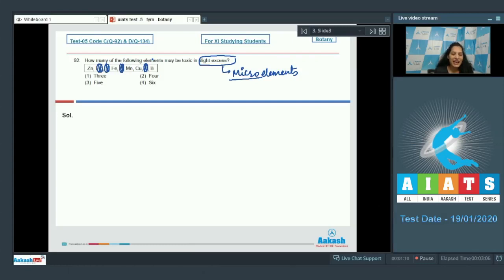So the remaining are micro elements and these are zinc, iron, manganese, copper and boron. And they are 1, 2, 3, 4, 5. So the correct option for the given question is option number 3. Let's move to the next question.